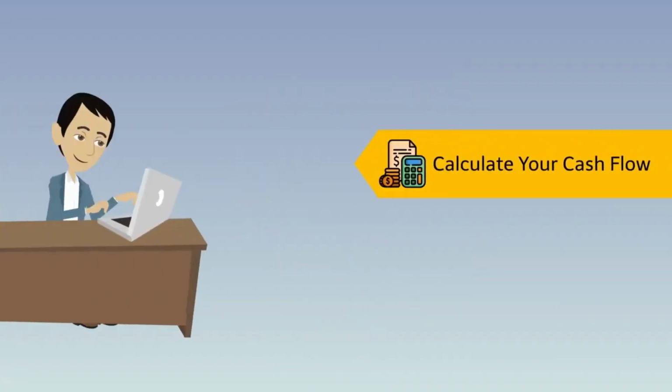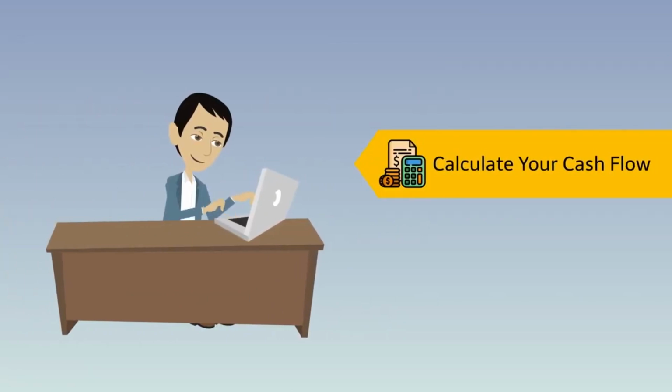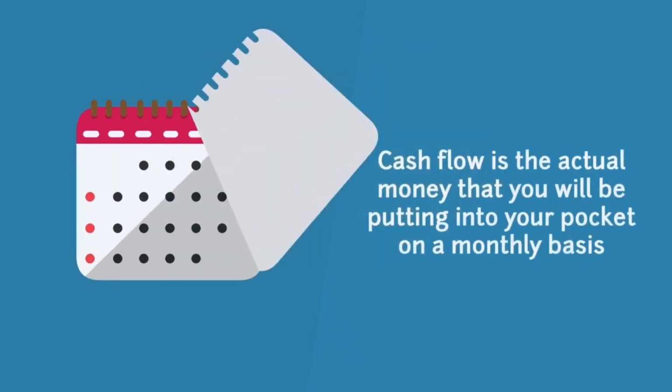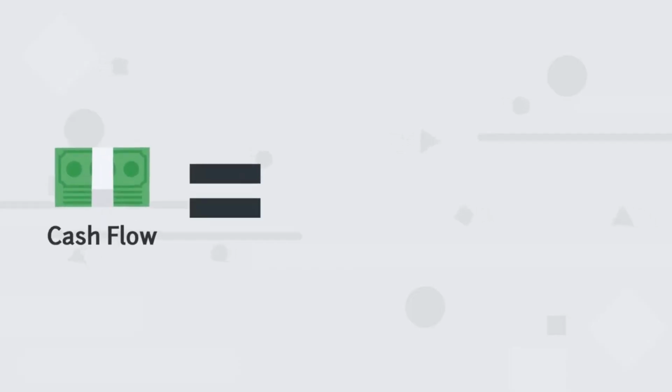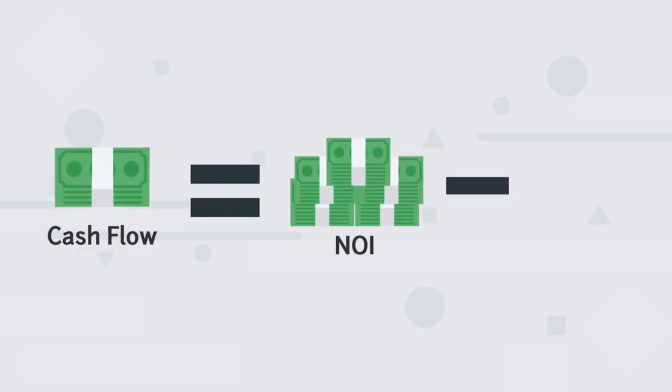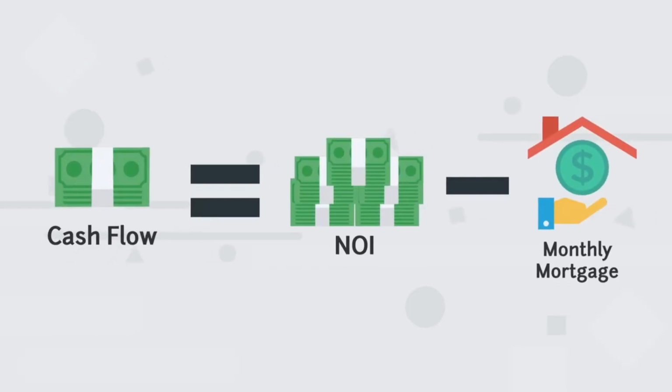Tip number 2 is to use your estimated NOI to calculate your cash flow and further investigate how worthwhile the potential deal could be. To clarify, your cash flow is the actual money that you will be putting into your pocket on a monthly basis. To find this number, simply subtract the property's monthly mortgage from your NOI.